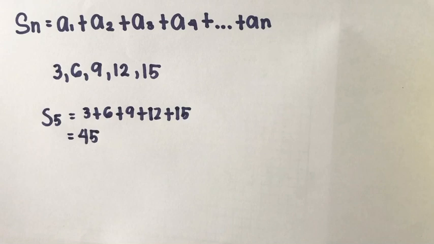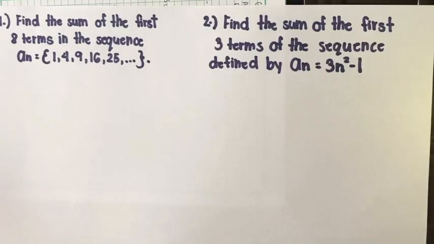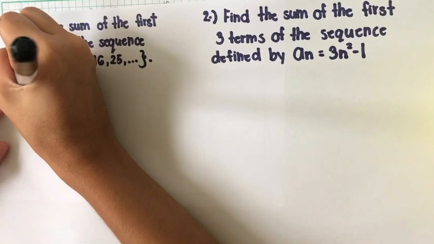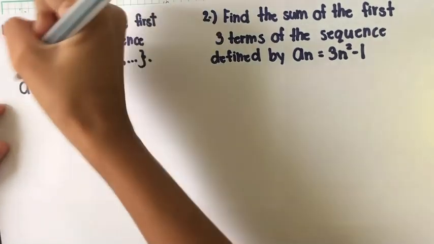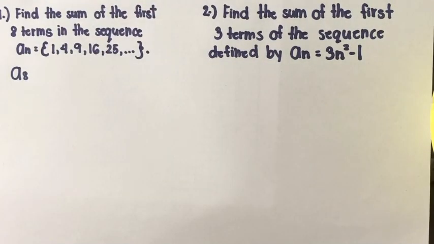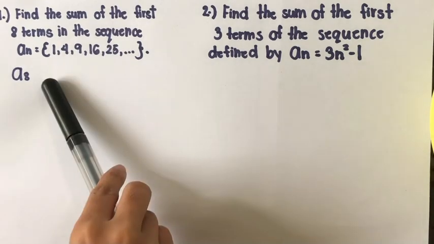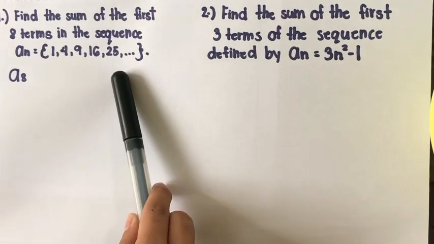Let's have more exercises about series. Let's have our example number 1. Find the sum of the first 8 terms in the sequence a sub n equals 1, 4, 9, 16, 25, and so on. So we're going to find S sub 8. But first, let us study our pattern. 1, 4, 9, 16, 25.